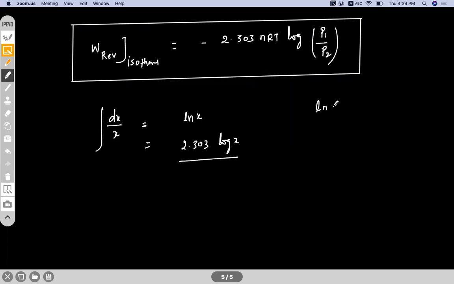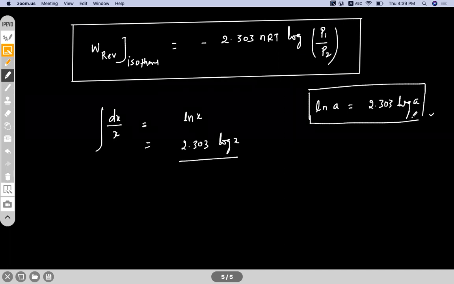So we can write ln a is equal to 2.303 log a. Clear, Madhav? That's why we have this 2.303. Log means base 10, ln means base e if it is not mentioned.